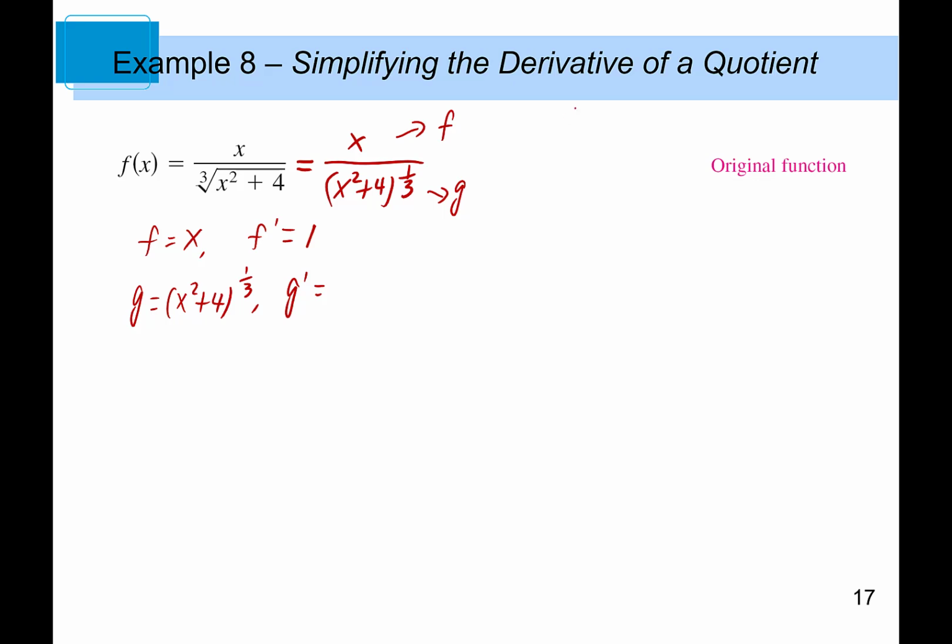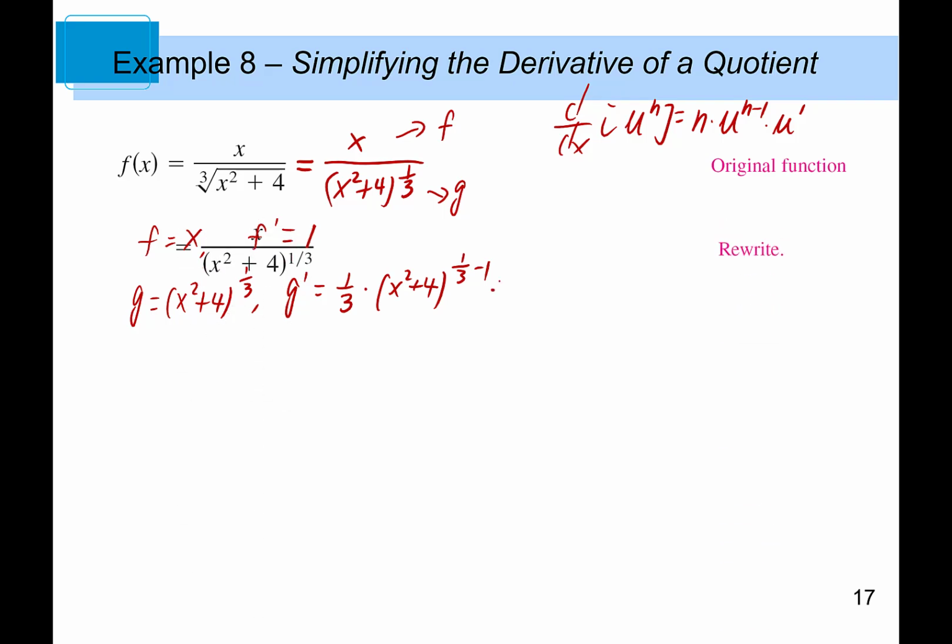For g prime, again, this is a composite function, so n times u^(n-1) times u prime, right? So put the exponent in front, 1/3 goes in front. We're going to reduce the power 1/3 by 1, and times u prime. u prime is the derivative of x squared plus 4. The derivative of x squared is 2x. The derivative of 4 becomes 0, so it's just 2x. That means you're going to multiply by 2x here.